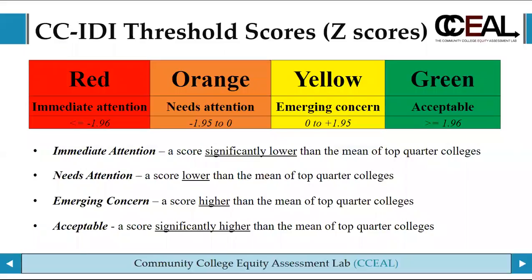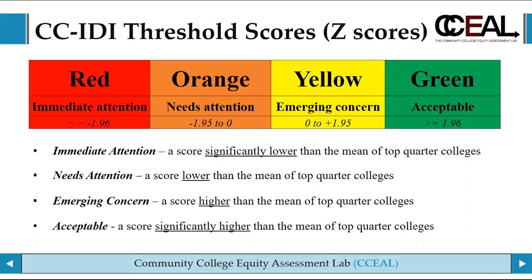Thus, we created threshold scores and a color coding scheme based on national benchmarks, looking at the top quartile of colleges in the nation. We compared all other colleges in the nation to determine in what areas they need attention. Areas that are red are significant and show that they're not doing as well as the top quarter of community colleges.